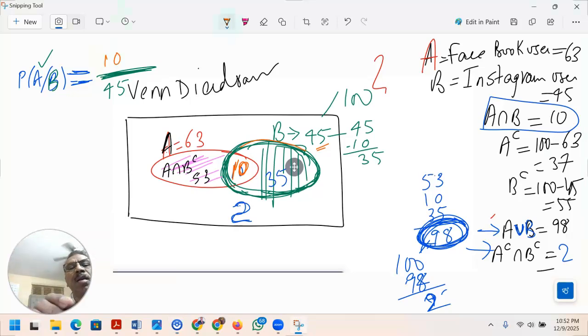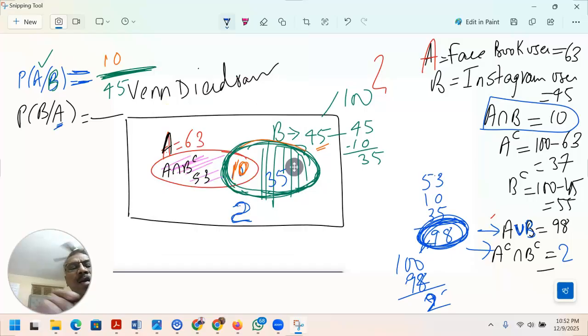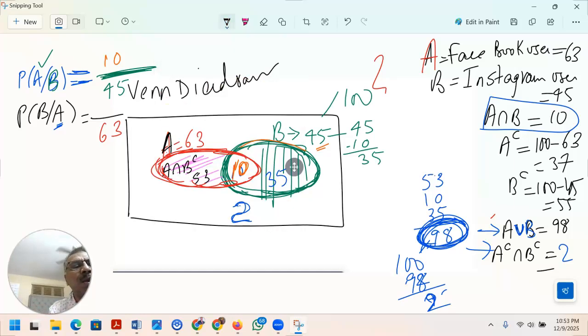It's so simple. You don't have to do any work. Just directly, what is the probability of B given A? Probability is a ratio. So we have a reduced sample space where the student is already a Facebook user. So this is 63 students using Facebook, and what are the chances that that student uses B, that is, he's an Instagram user? Here there is a 10, so this becomes 10 out of 63. So simple.